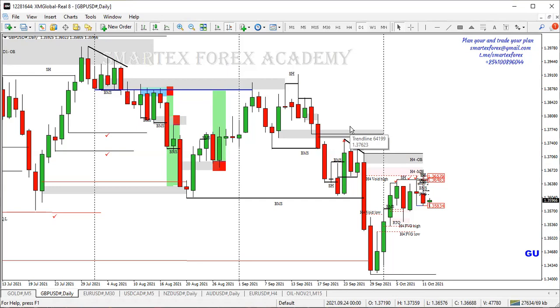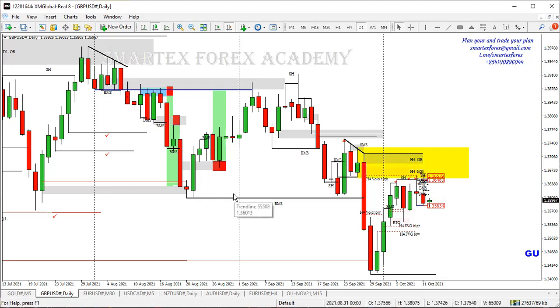Just want to do a weekly analysis and a review of last week on the cable. Here, the trend has been bearish, and in the last month, we had a break of structure here after this drop. So we expected a return to an order block, which was a daily order block, which was this one.